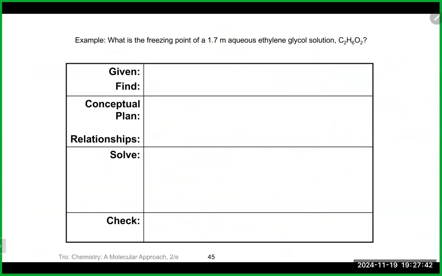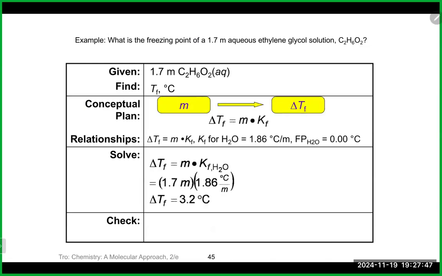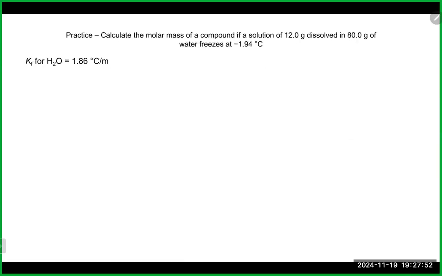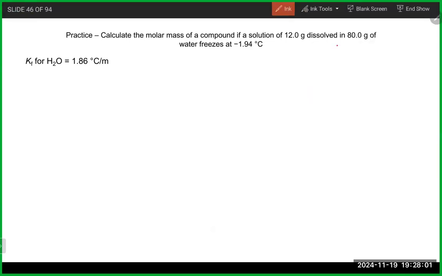Okay, so that's the one we just did. I'll scribble that out there so you can see it. All right, so why don't you try this one? See what you come up with on this. Give it a go. We want to calculate the molar mass. So molar mass is grams per mole, right? So see how you could get all that. Of a compound, if a solution of 12 grams is dissolved in 80 grams of water and it freezes at minus 1.94 degrees Celsius.